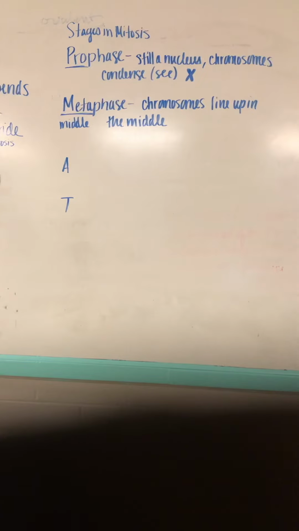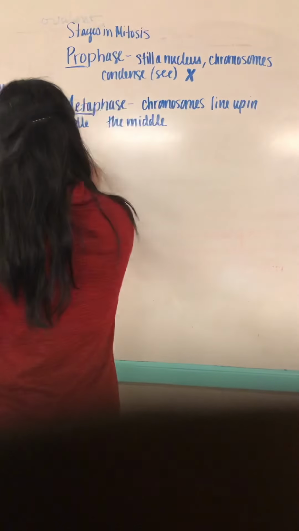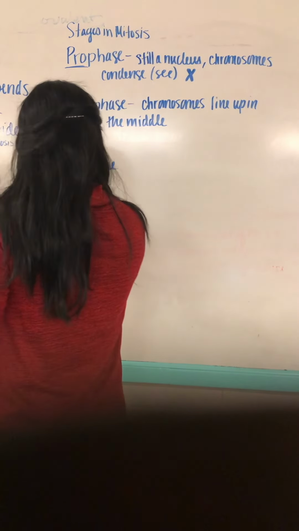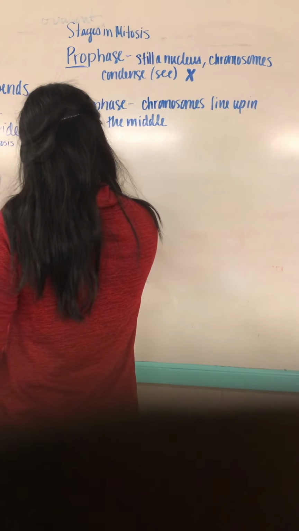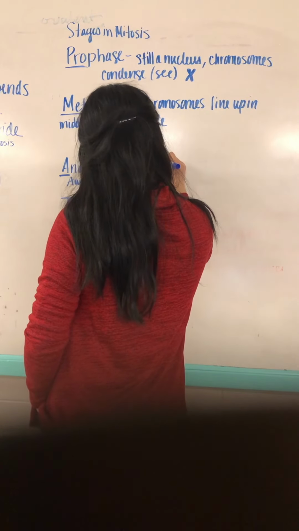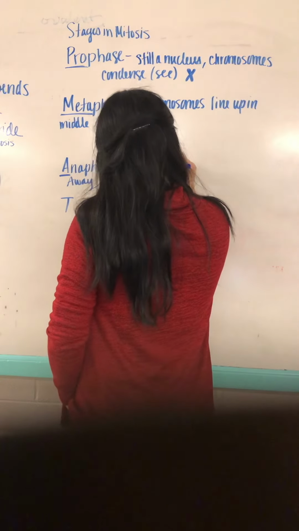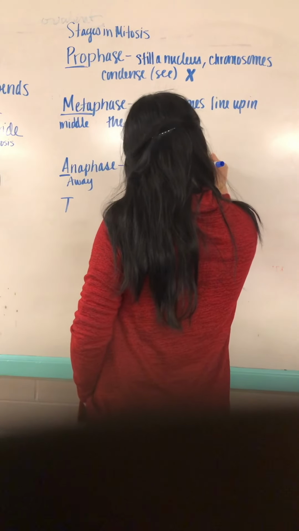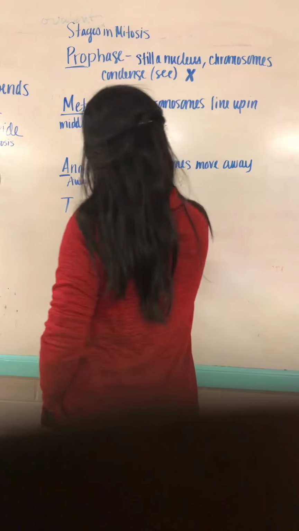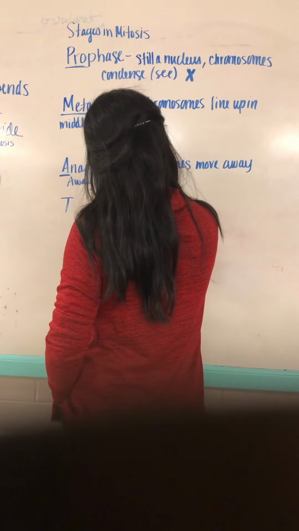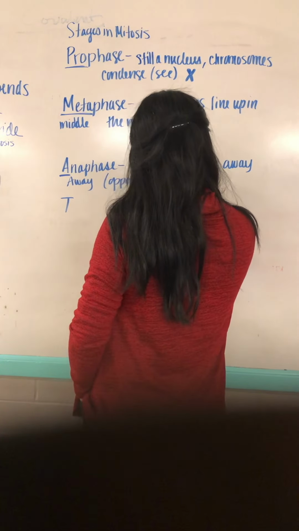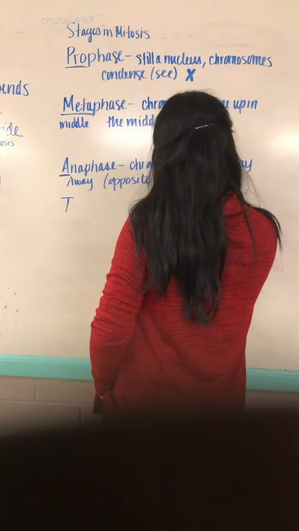Then the next one you have is anaphase. She told you the A, think of away. So this is where the chromosomes start to move away from each other. They're moving toward opposite sides of the cell.